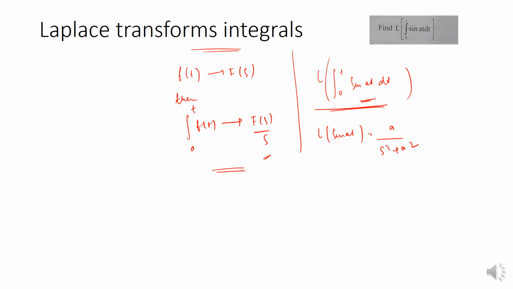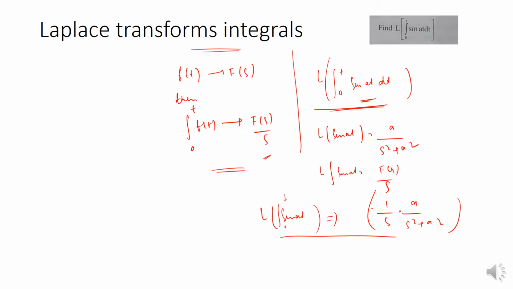Now the Laplace transform of the integral of sin at is what? F of s by s. So what do you do? 1 by s into this, a by s square plus a square. So this is the answer. So the Laplace transform of the integral from 0 to t of sin at is this.